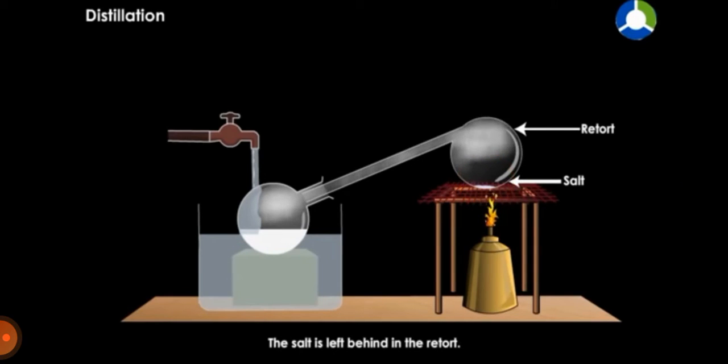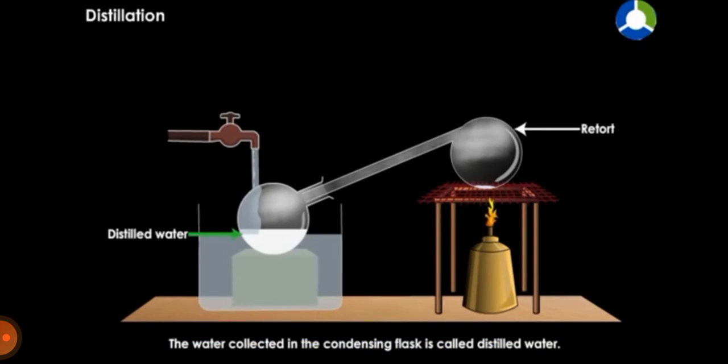The salt is left behind in the retort. The water collected in the condensing flask is called distilled water.